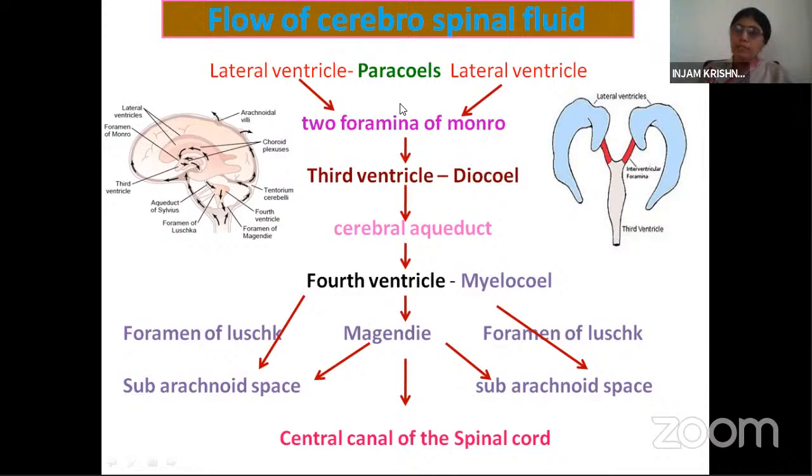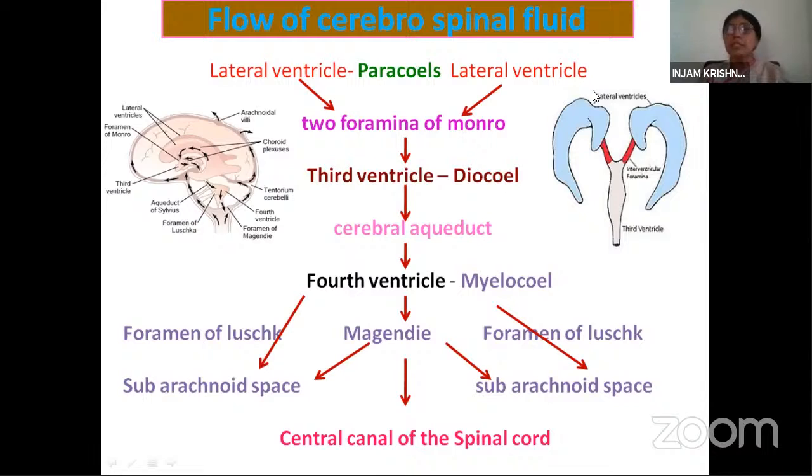Already we know that all the ventricles have the choroid plexus. Choroid plexus secrete the CSF. So we will start from the lateral ventricles. CSF passes from the lateral ventricles to the third ventricle through the foramina of Monro. Already I told you that foramina means a hole-like structure, particularly in the bone or anywhere. Foramina of Monro.